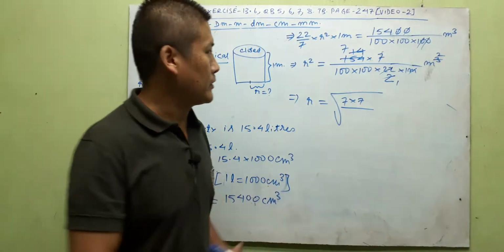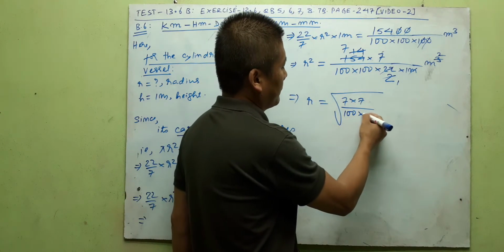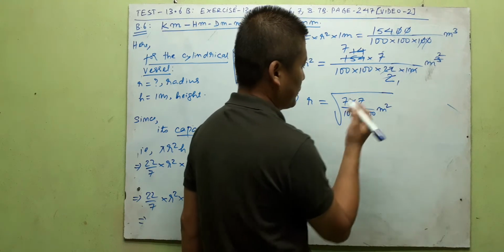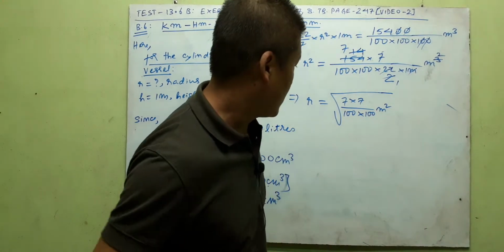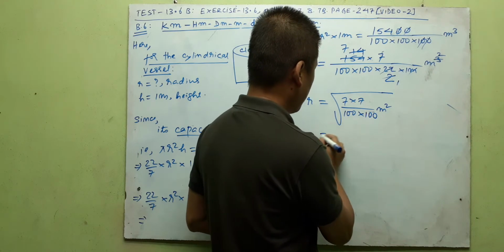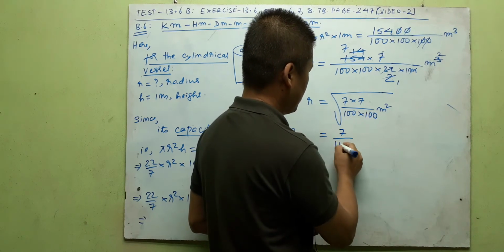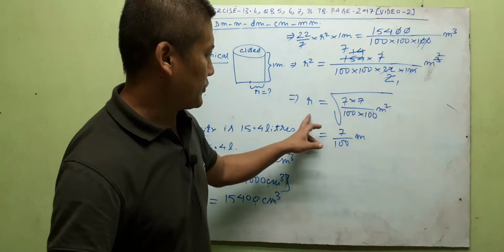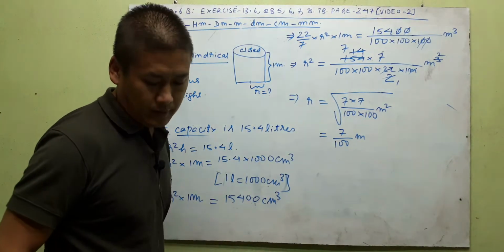I hope you're getting it right. So divided by 100 into 100 and this meter square. Make sure the root covers properly. Then here 100 by 100. So now it's perfect to remove out of the square root. Double 7, single 7. Double 100, single 100. Double meter, single meter. So that's your radius. Just keep it like that.